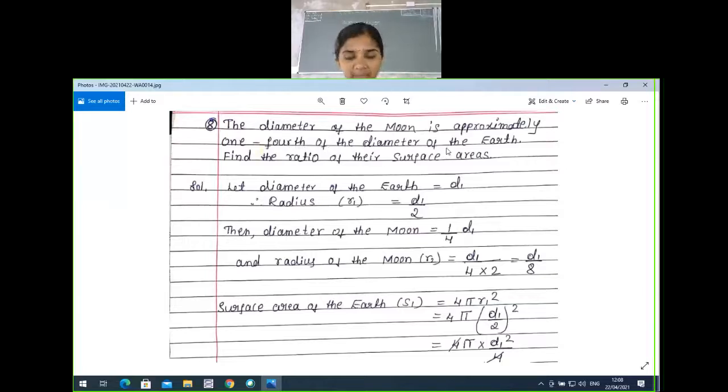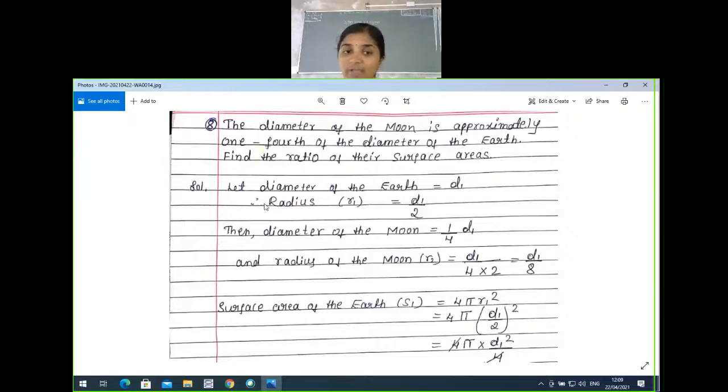ಅರ್ತ್ನ 1/4 ಪಾರ್ಟ್ ಮೂನಿನ ಡಯಾಮೀಟರ್ ಅಂತ ಹೇಳಿ ಕೊಟ್ಟಿದ್ದಾರೆ. Find the ratio of their surface area. So no values are given. So they have given only one statement, that the diameter of the moon is approximately one-fourth of the diameter of the earth. Using this condition, we have to find out the surface areas, then we have to find out the ratio of the surface areas.